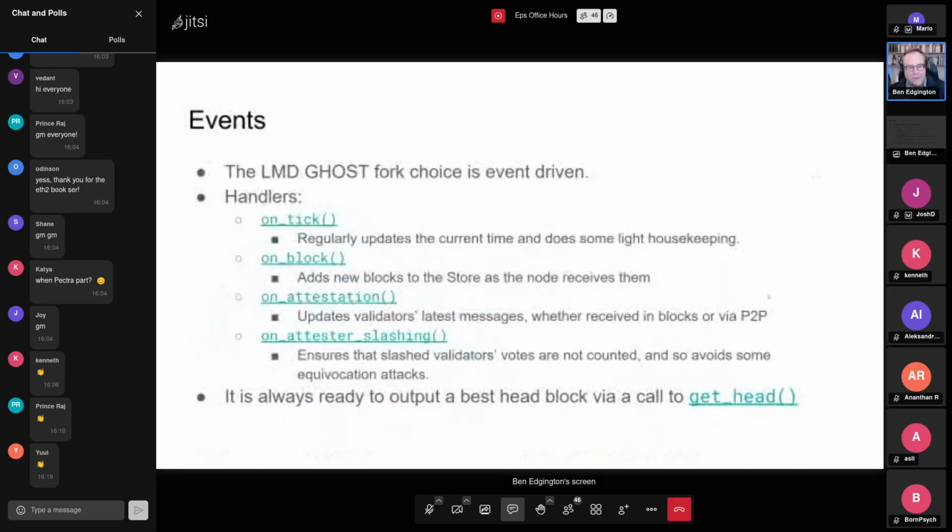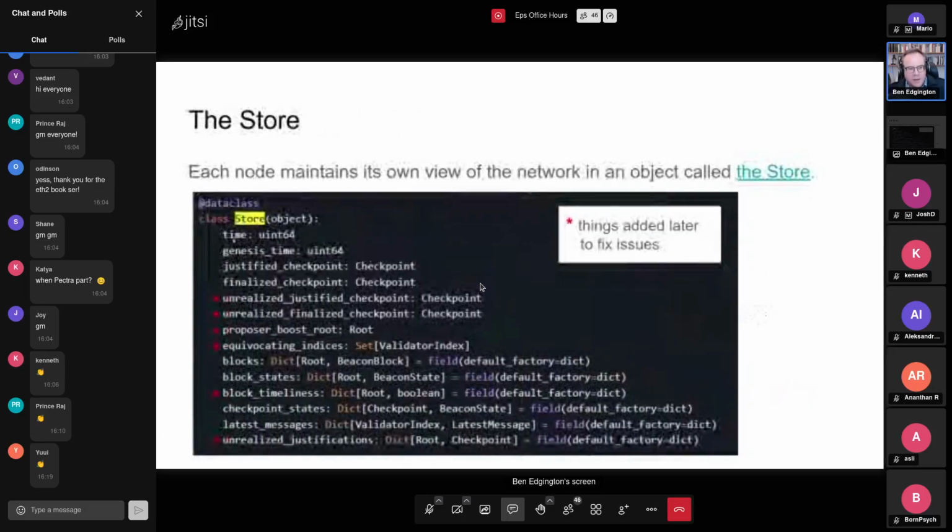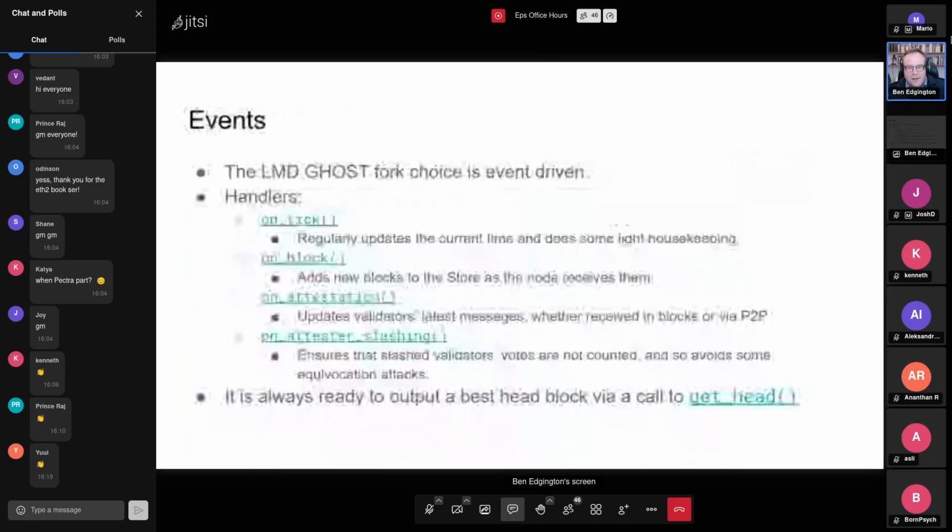So that's the store. And the third interesting thing about fork choice is that LMD GHOST fork choice is event driven. So there are handlers which you can find in that forkchoice.md document. And there are four handlers effectively. On tick: the fork choice store, the store, is regularly updated. It updates its current time, which is at the top of this store object here, every time a tick happens. I'll tell you what a tick is in a moment. And it does some light housekeeping as well. It's a very lightweight function.